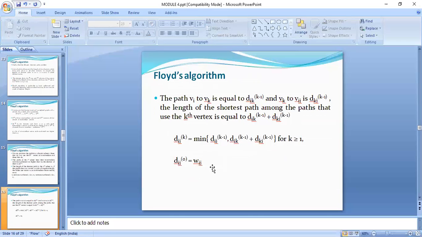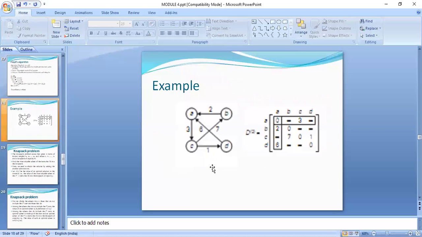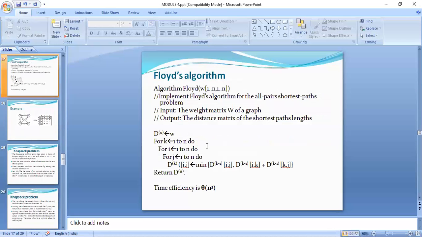Your D_ij of 0 is nothing but the weighted matrix. Here you are given a directed graph, you take the weighted matrix as it is for D0, then making each one as intermediate, you will be trying to get the solution. Here also three loops are there, so the time taken is n cube.